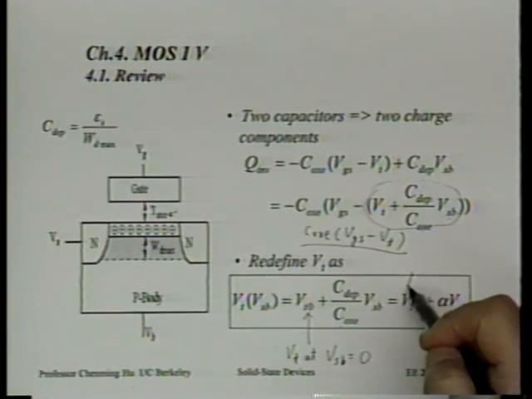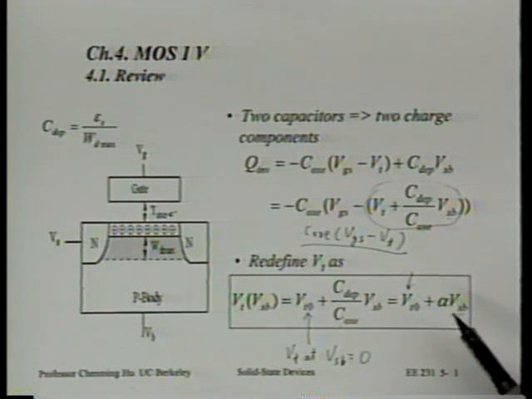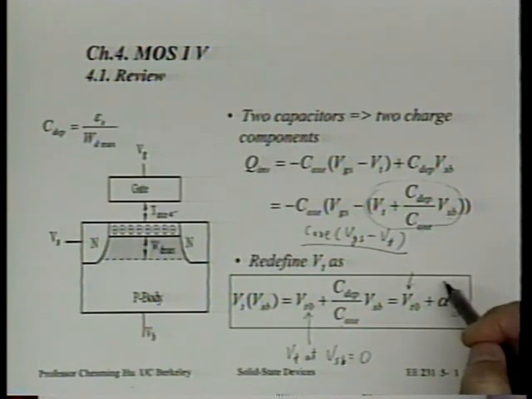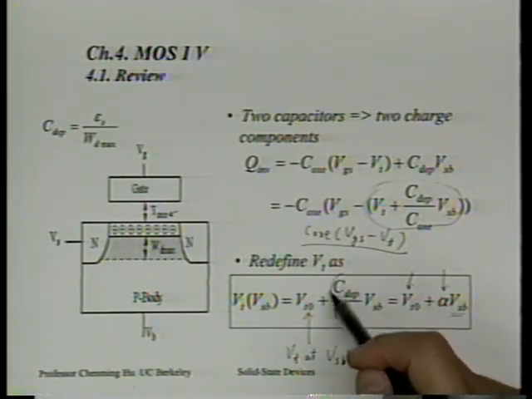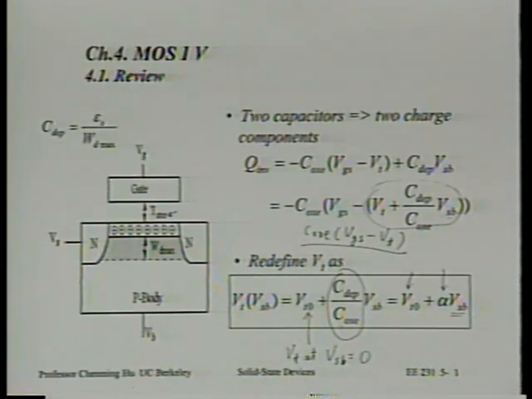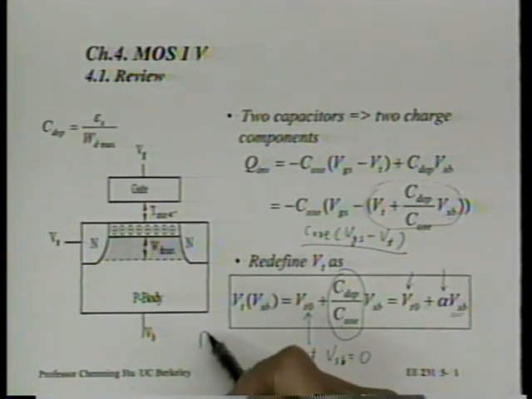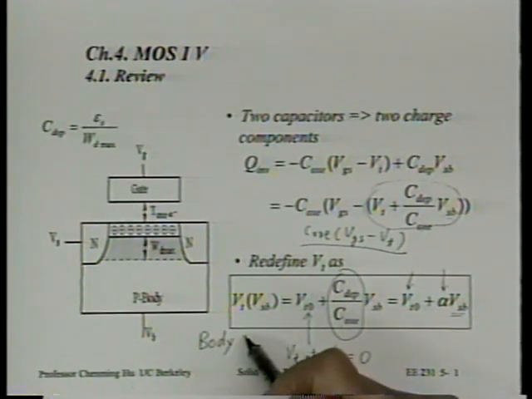This we know depends on oxide thickness, doping concentration, and work function, no problem. We also know alpha is the ratio of C_depletion and C_oxide. We know what determines C_oxide. We also know what determines C_depletion: it's the doping concentration and band bending. So we know the ratio of these. Now, the fact that VT is a function of VSB is known as the body effect, sometimes called the body bias effect.